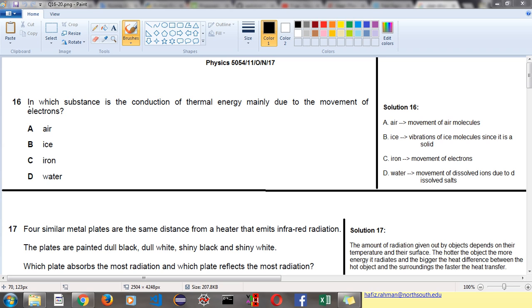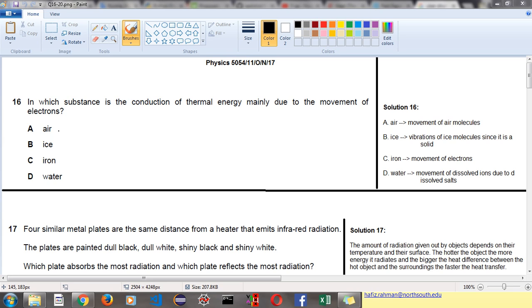Question 16 asks us, in which substance is the conduction of thermal energy mainly due to the movement of electrons? For solving this problem, let's go through the options one by one. First of all, the air. Conduction occurs by movement of air molecules in the air, so this can be omitted. In ice, the ice molecules vibrate and they come in touch with each other. By this method, the energy is actually transferred.